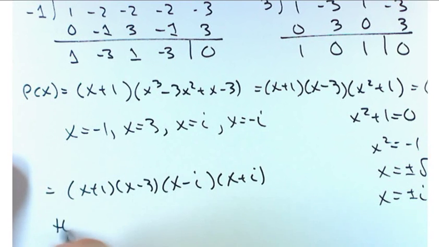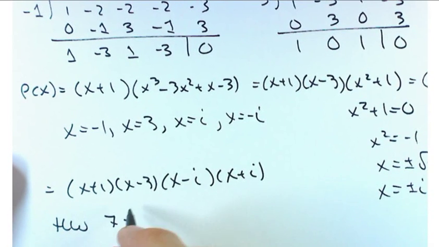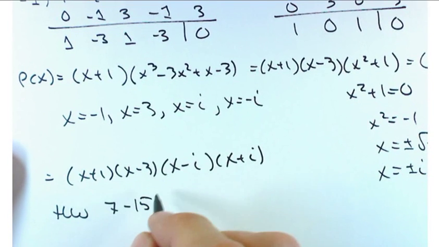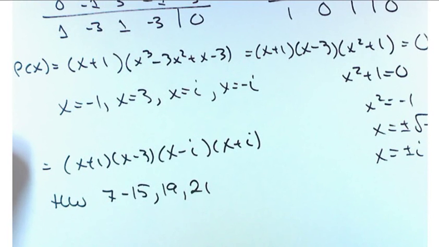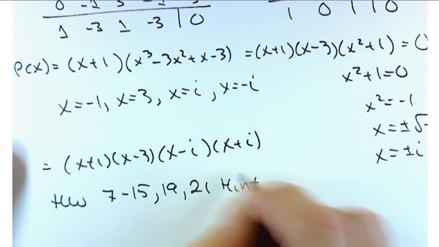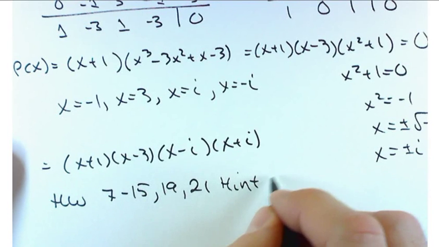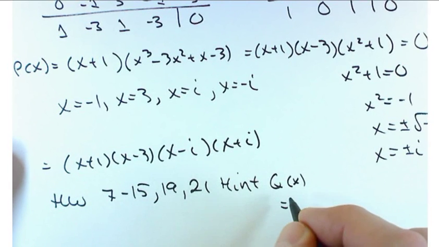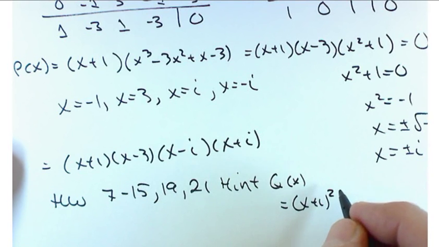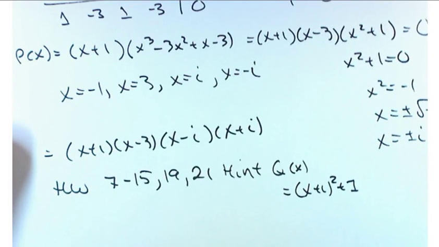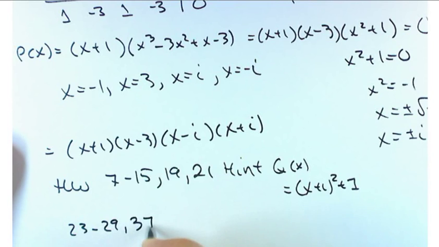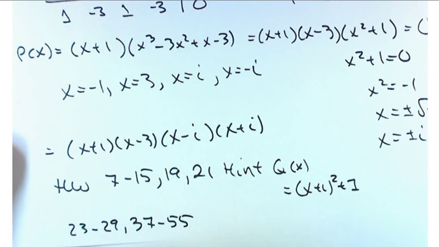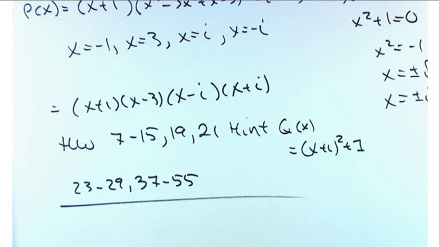For homework, try 7 through 15, 19, 21. Let me give you a hint that q of x can be written as x plus 1 squared plus 1. 23 through 29 and 37 through 55. That's section 3.5.